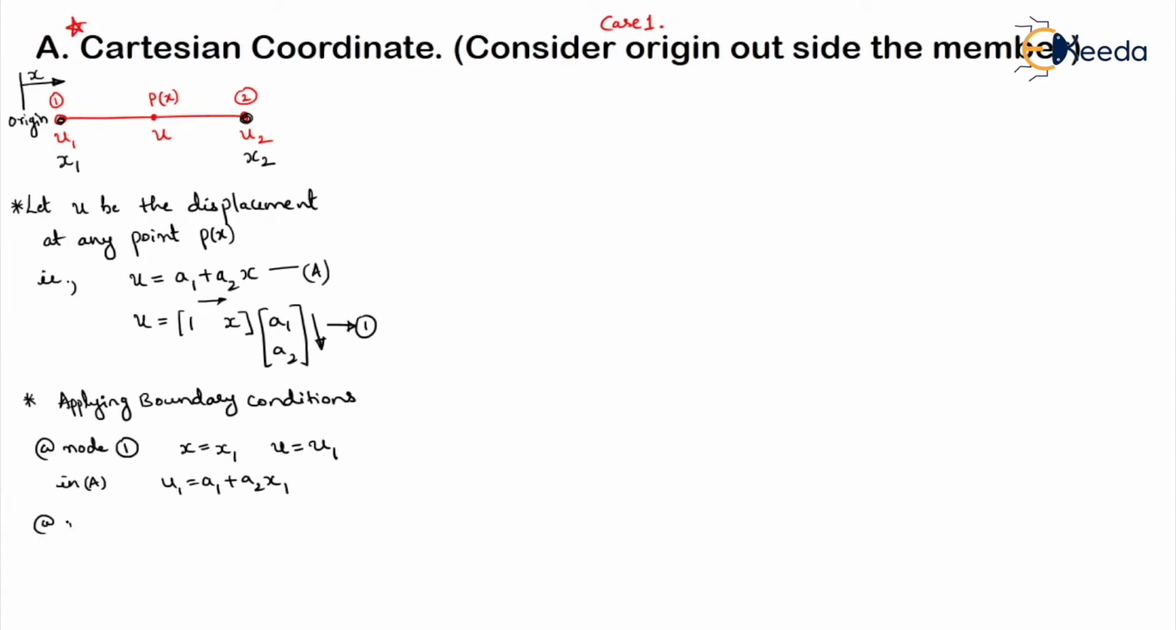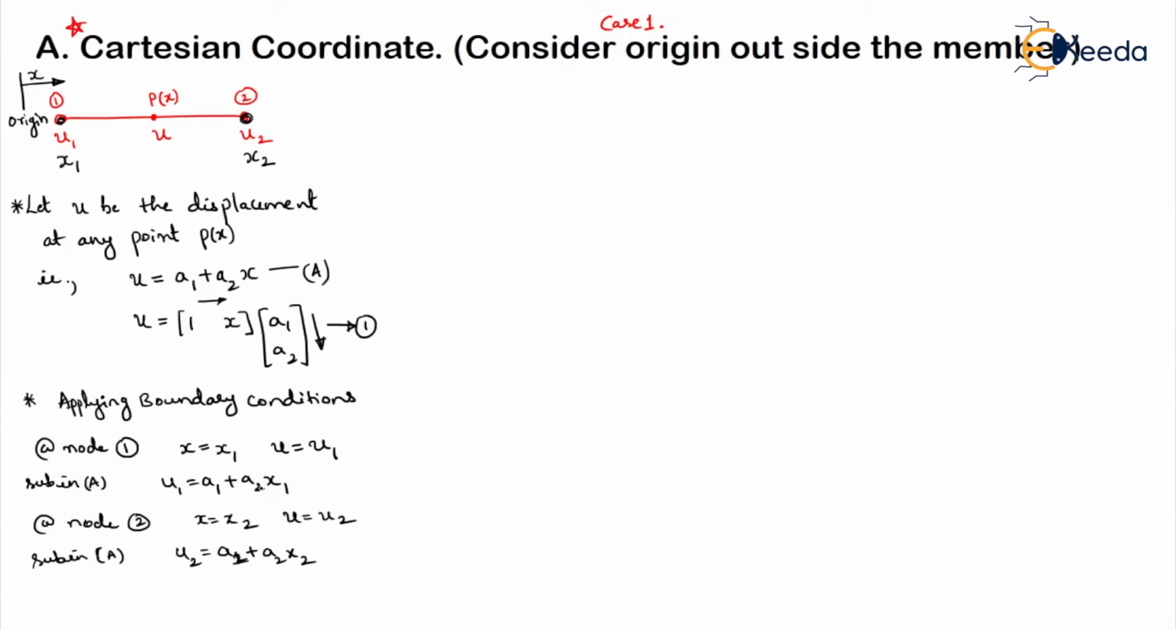Now similarly at node 2, what is your x? x is equal to x2, and what is your u? u is equal to u2. So substitute this in A. What will you get? u2 is equal to a1 plus a2 x2.